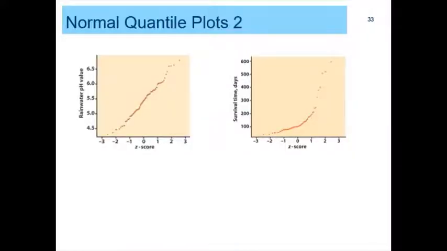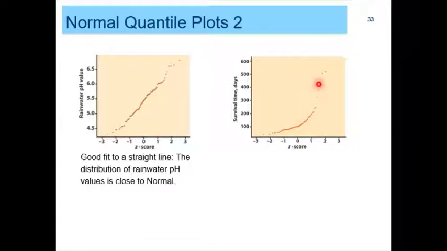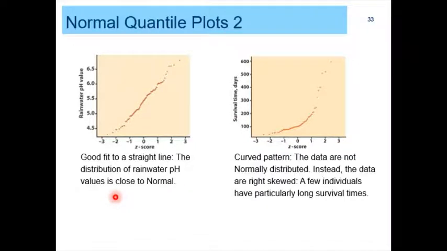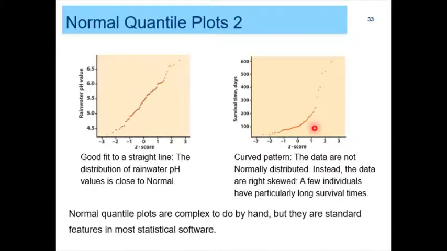So here in the graph, we can see this is the straight line and this is the curved one. The straight one is showing the distribution of rainwater is close to normal, whereas this curved pattern is showing that the data are right skewed and few individuals have particularly long survival times. Normal quantile plots are complex to do by hand, but there are standard features in most statistical software, so we don't need to do it by hand.